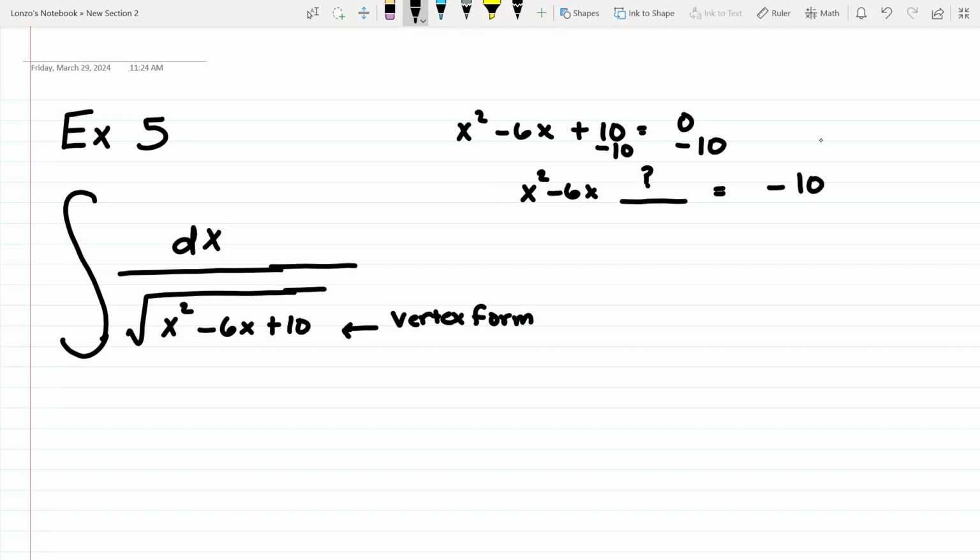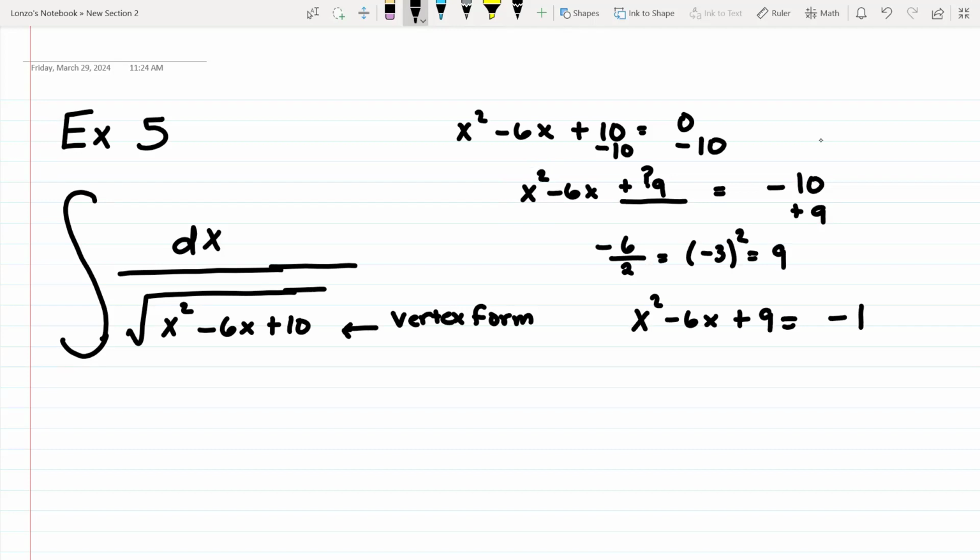Now, what do we put in this blank space? You take half of your b and square it. Our b is negative 6, half of that is negative 3, and then you square that, which is 9. So you add 9 here, and you also have to do it on the other side. So you get x squared minus 6x plus 9. And then what's negative 10 plus 9? Negative 1.